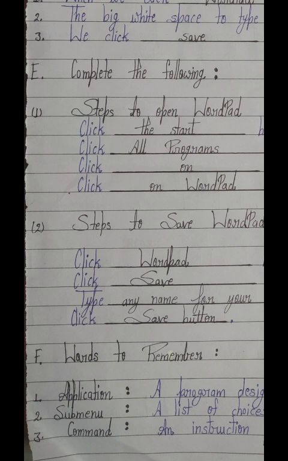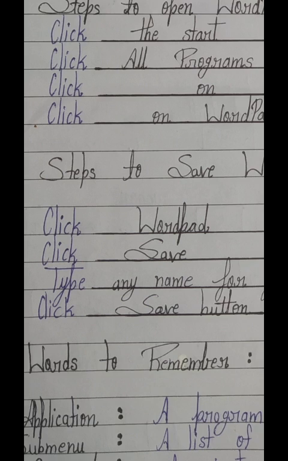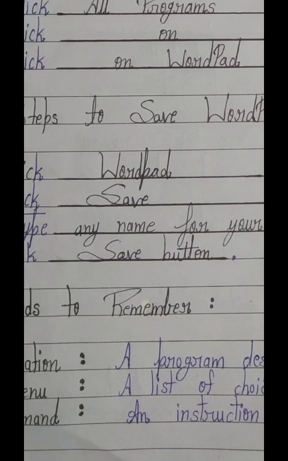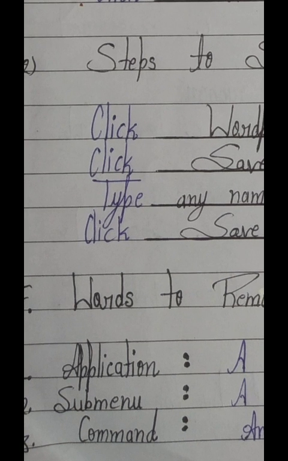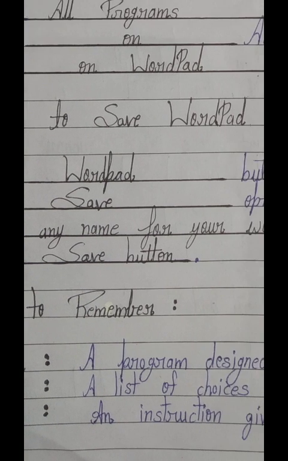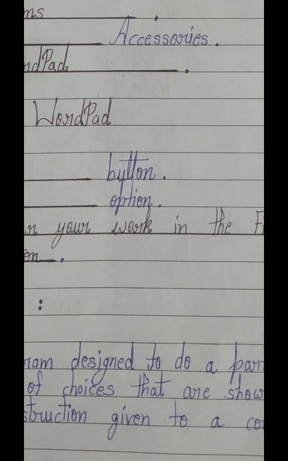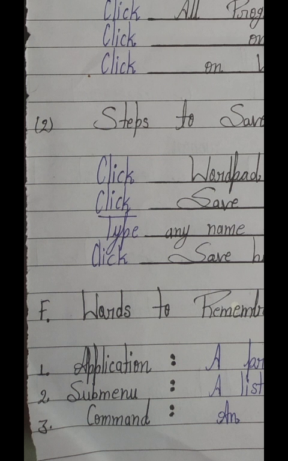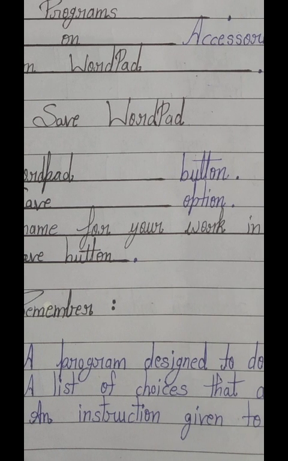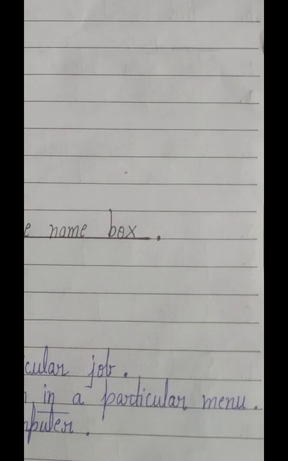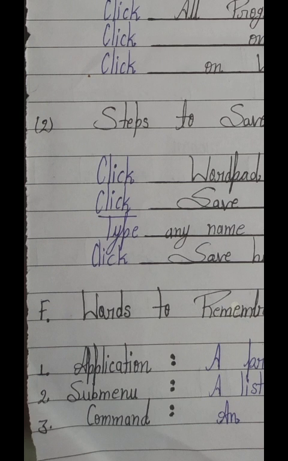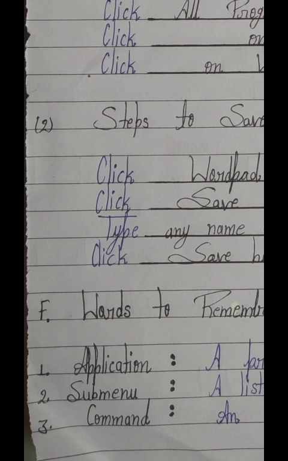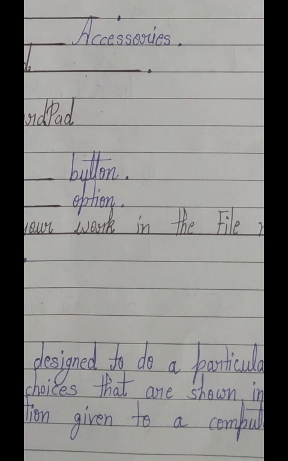Okay, now we are going to read and solve exercise F of this chapter 7, which is our last exercise. Your last exercise F is words to remember. Okay, students, your first word is application. Okay students, the meaning of application is a program designed to do a particular job. Clear? Students, our second word is submenu, and the meaning of submenu is a list of choices that are shown in a particular menu. Clear? Students, our third word is command, and the meaning of command is an instruction given to a computer.